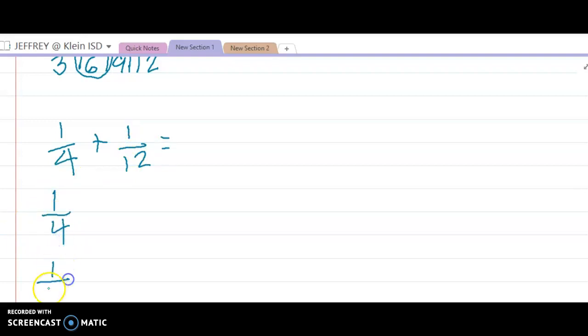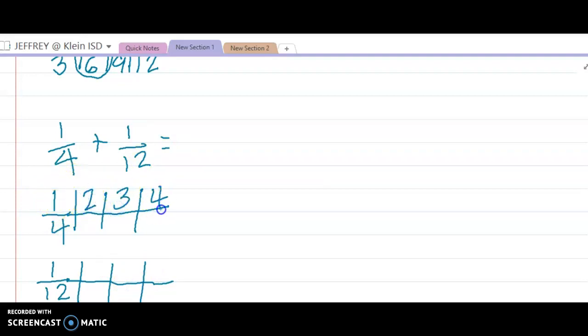So I write both fractions, and I'm going to extend them with a table. So top, I'm going to count by multiples of 1. 1, 2, 3, 4. Denominator, I'm going to count by multiples of 4. 4, 8, 12, 16. Multiples of 1, 1, 2, 3, 4. Multiples of 12, 12, 24, 36, 48.